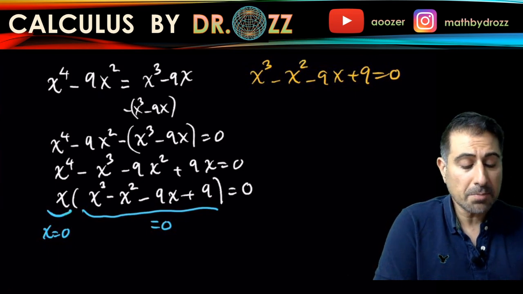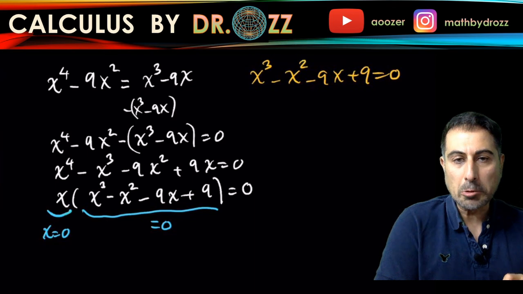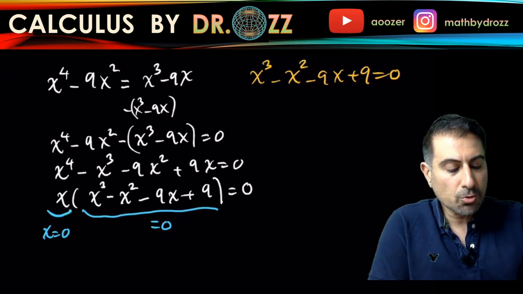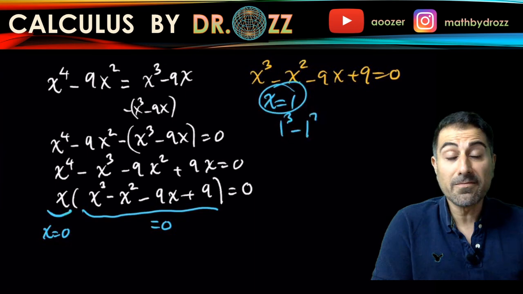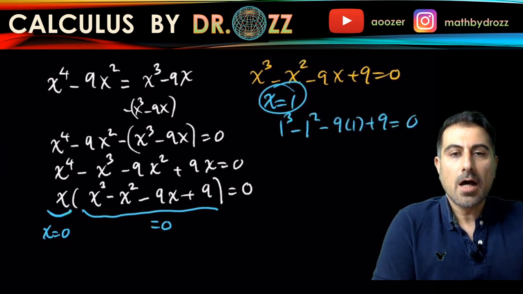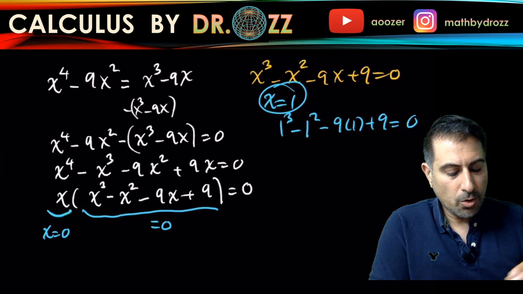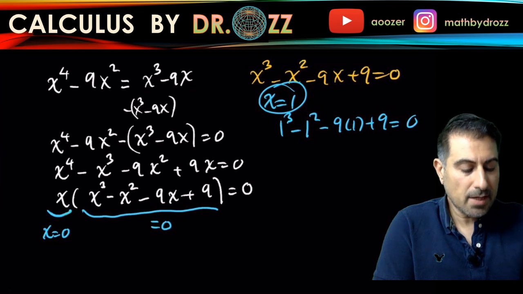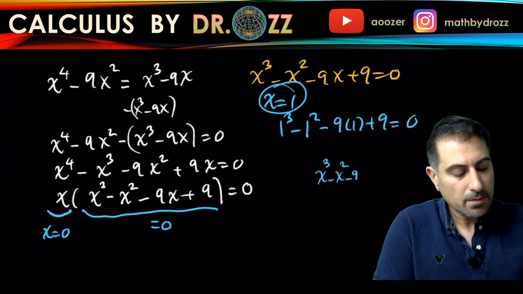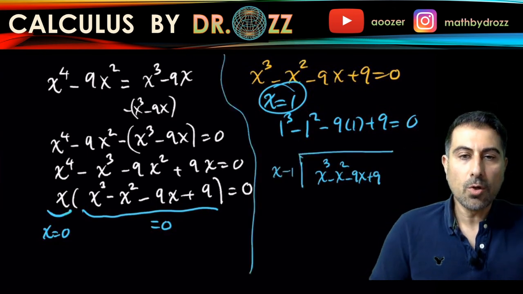Does x equals 0 solve this equation? Well, probably not, because 0 cubed, 0 squared, and 9 times 0 are all 0, and 9 is not equal to 0. So 0 is not a solution, okay? But I can try x equals 1. So 1 cubed, minus 1 squared, minus 9 times 1, plus 9 is in fact 0, and x equals 1 is a solution. I found another root. So now, to find the other two roots, I am going for the long division. That means I'm going to divide x cubed minus x squared minus 9x plus 9 by x minus 1.